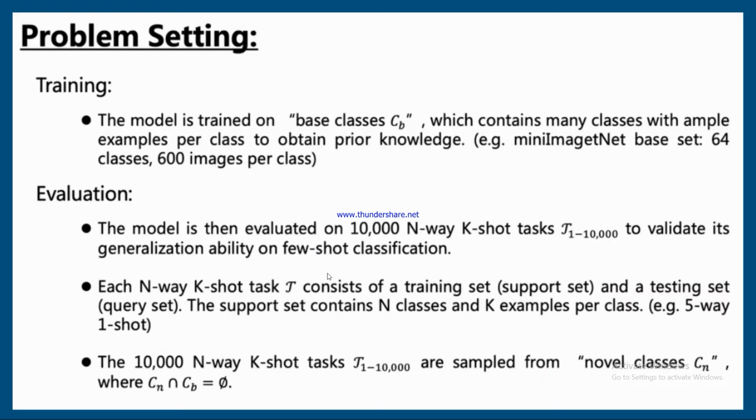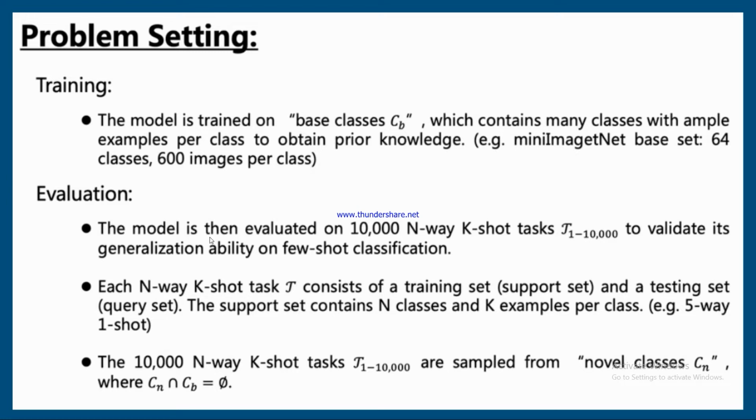Here the problem setting is, first they train a model the way models are usually trained. The model is trained on base classes, which they call C_B. The base classes contain many classes with ample examples per class. For example, the mini ImageNet data set has 64 classes with 600 images per class. So this is not a few-shot scenario; they have sufficient examples to train. Based on this data set, the first training is done, and the few-shot aspect comes into consideration while we are evaluating this model.